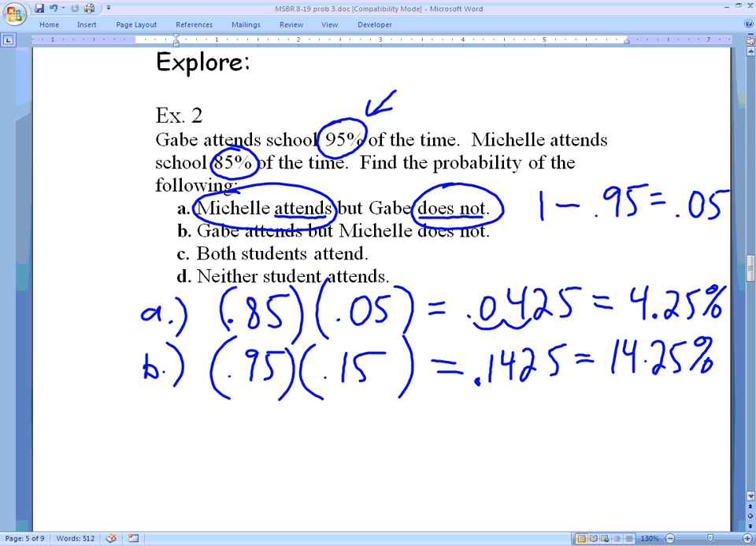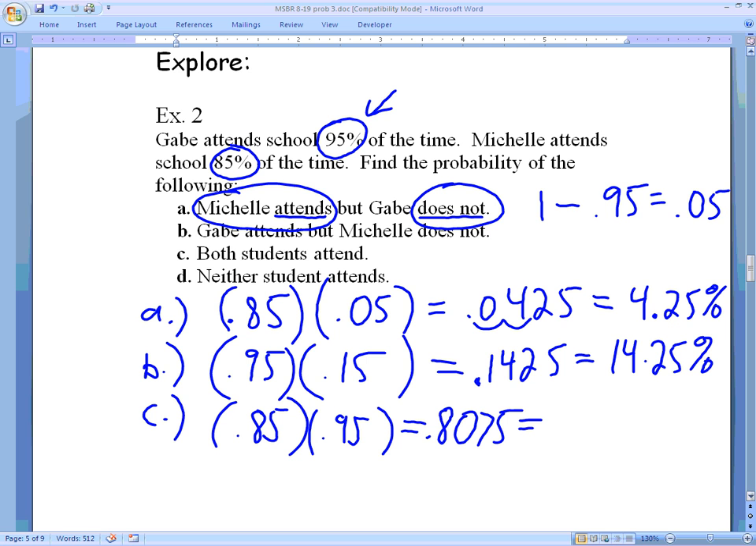Not very likely to occur, but more likely than the last one. Over 3 times as likely. Part C, both students attend. This is the most straightforward. We take their 0.85 times the 0.95, and we get 0.8075, also known as just over 80%, 80.75. You'll notice I didn't round to 3 significant figures because it's an exact value. No need to round. So 80% of the time, they're both here, just over.